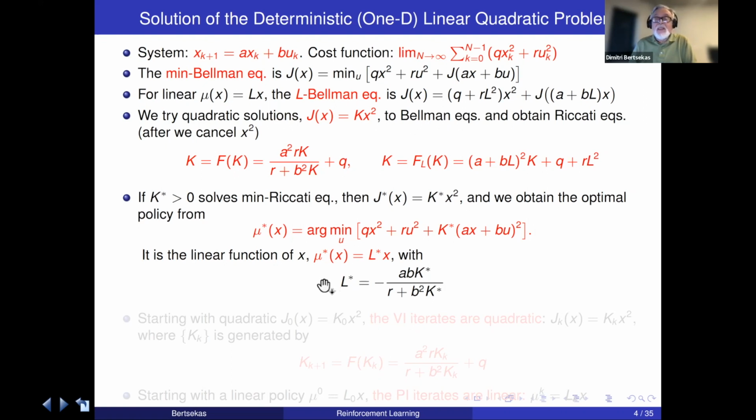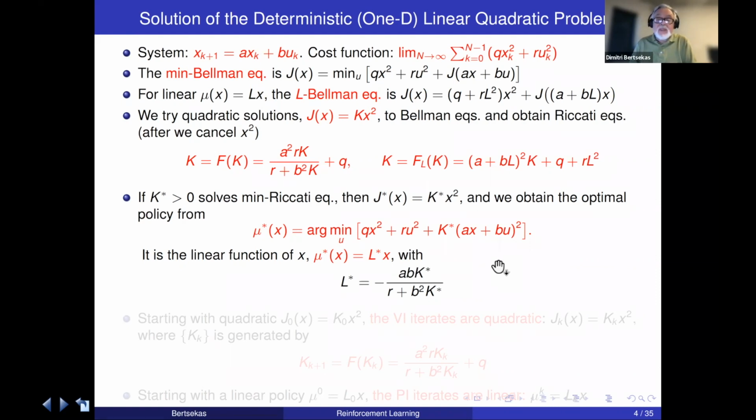And incidentally, the name linear quadratic refers to linear system and the quadratic cost function, but it also refers to quadratic cost functions, J star quadratic, and optimal policy linear. Okay, so it's linear quadratic in two ways. Great convenience, and that explains in part the popularity of the fundamental role of linear quadratic problems in control theory. Now, one possibility is to solve this Bellman equation, but there's also algorithmic possibilities.